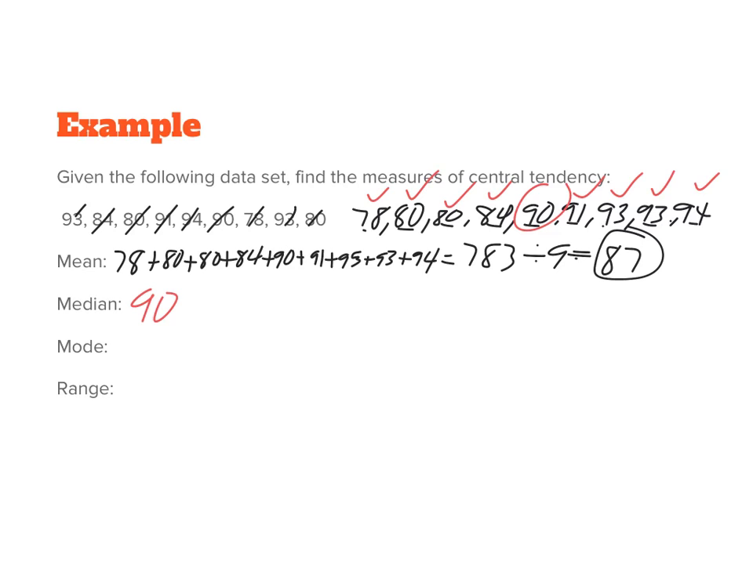For the mode, I look for any numbers that occur more than once. So I've got 80, that's twice, 93, that's twice. Since they both occur the same amount of times, I list them both. So my mode is 80 and 93. For the range, I take the largest number of 94, and I subtract from it the smallest number of 78, and that's going to get me a range of 16.